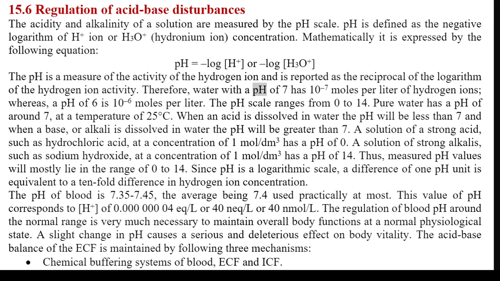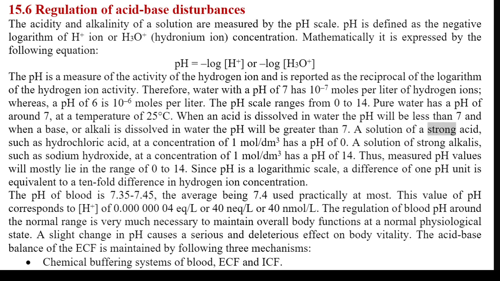Therefore, water with a pH of 7 has 10 to the power of minus 7 moles per liter of hydrogen ions, whereas a pH of 6 is 10 to the power of minus 6 moles per liter. The pH scale ranges from 0 to 14. Pure water has a pH of around 7, at a temperature of 25 degrees Celsius. When an acid is dissolved in water the pH will be less than 7, and when a base, or alkali, is dissolved in water the pH will be greater than 7.